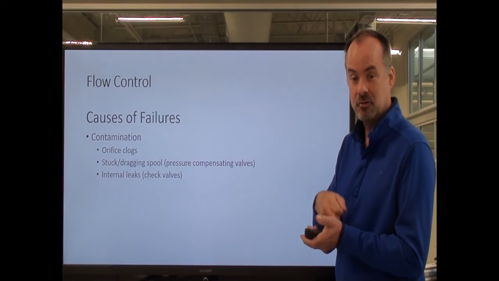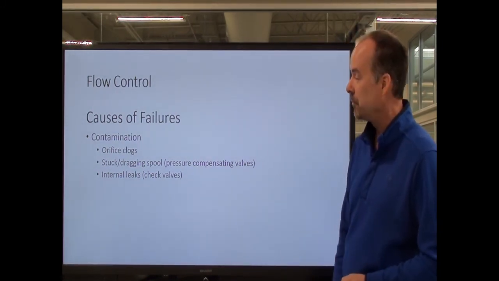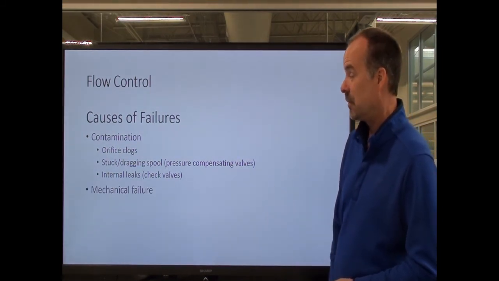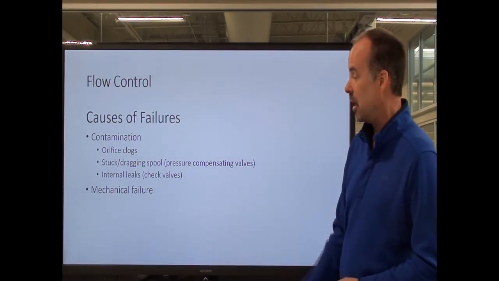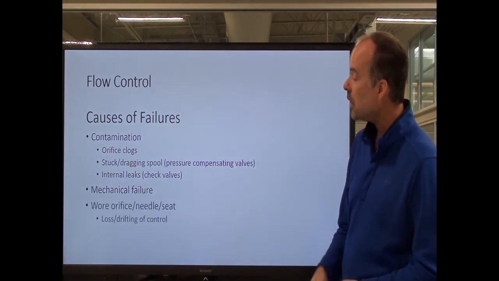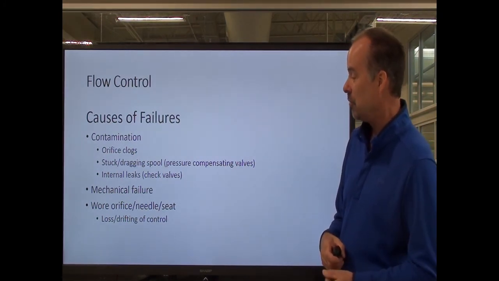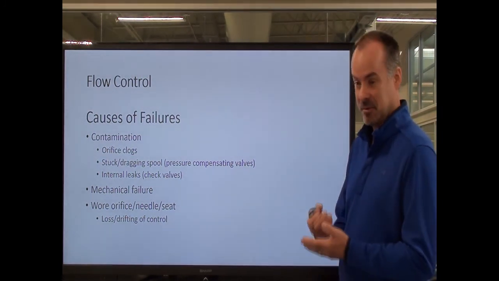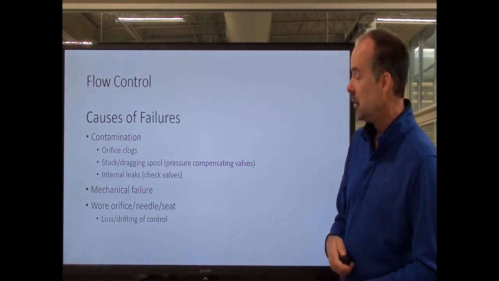Like I said, if you get contamination on the actual seat, it could not allow the ball to seal off all the way and not control the flow. You can have mechanical failure. Maybe the orifice inside came apart and cracked and it's not controlling the flow anymore. The valve body could possibly crack. You could have a worn orifice, a needle and seat, have loss of control, drifting of control, where you can't control the speed. I mean, sometimes it'll seal off good, and sometimes it won't, and you'll have a loss of control.